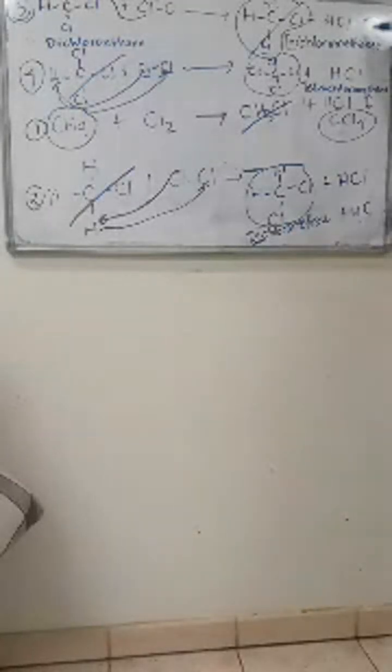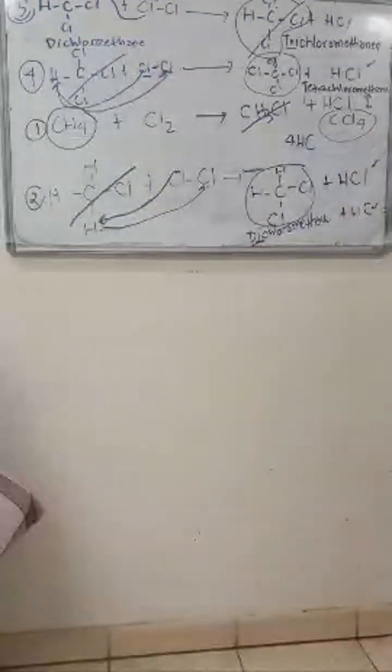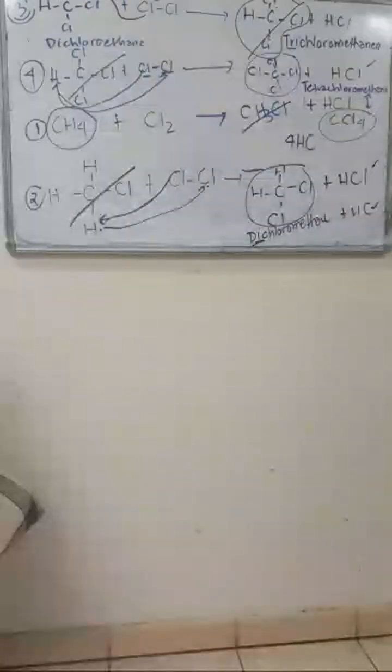HCl. 1, 2, 3, 4. We have 4 HCl here in the product. Okay, so in the product, what's left? Carbon tetrachloride or tetrachloromethane plus 4 HCl.